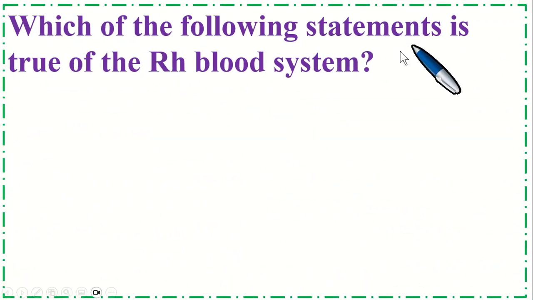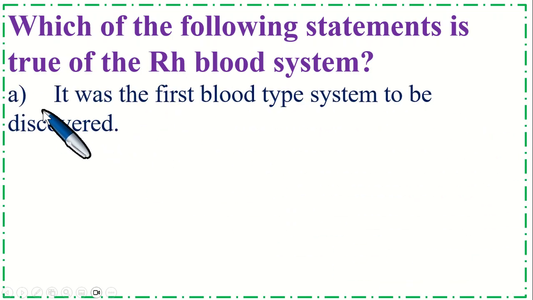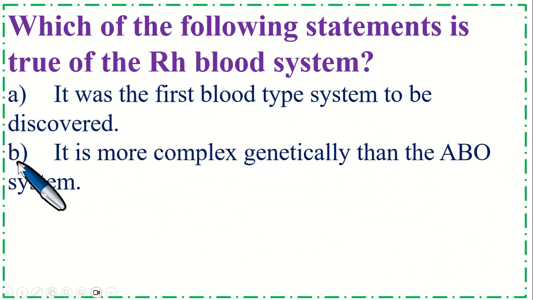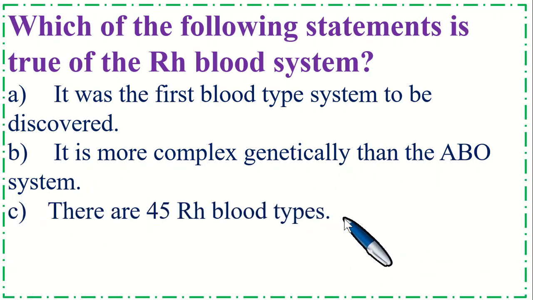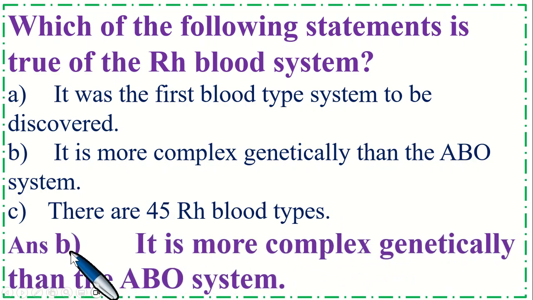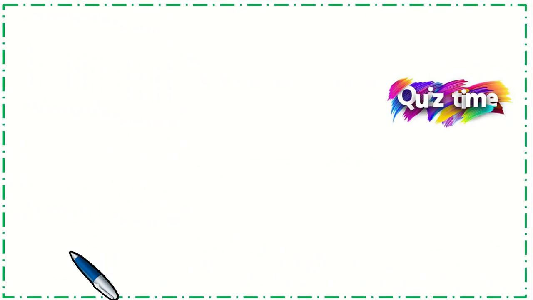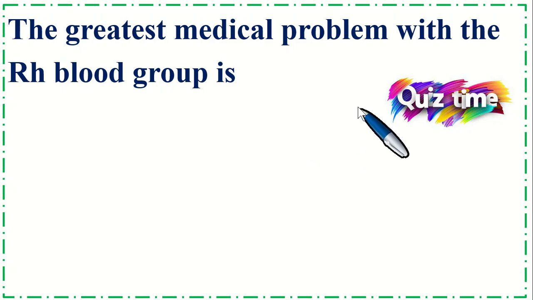Which of the following statements is true regarding the RH blood system? Option A, it was the first blood type system to be discovered. Option B, it is more complex genetically than the ABO system. And option C, there are 45 RH blood types. So the correct option is B, it is more complex genetically than the ABO blood system. This is a so simple MCQ.